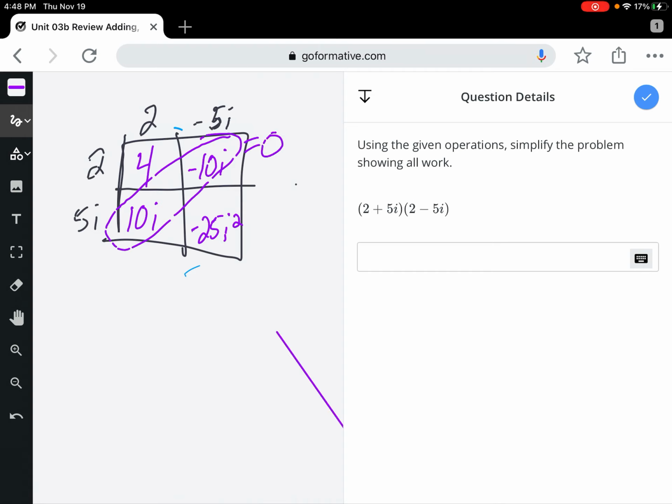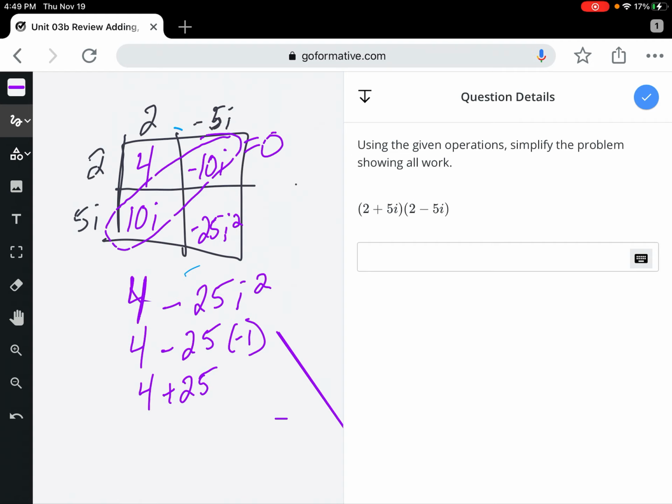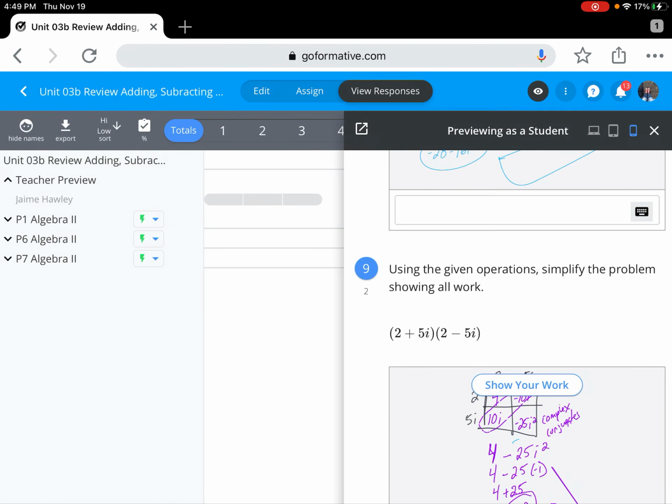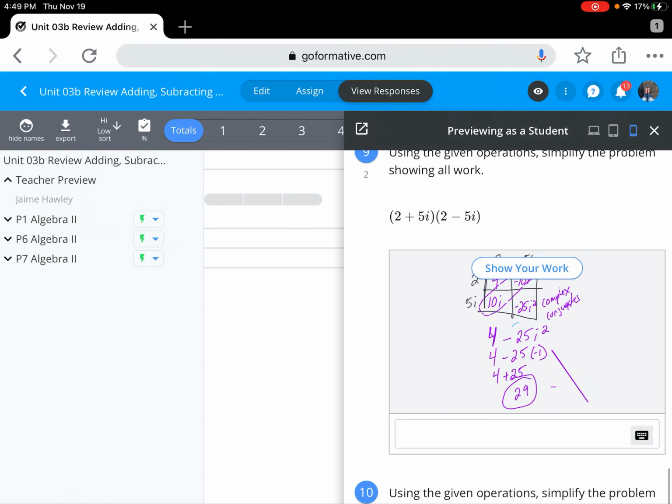What you notice is those are equal to 0. So what I end up with is, I'm going to skip a few steps with this one, 4 minus 25i squared. I know i squared is negative 1, so it's going to be 4 times 25 times negative 1. 4 plus 25. So my answer here is simply 29, and that's because these are complex conjugates. Okay, so complex conjugates, and that's going to be a key term here.